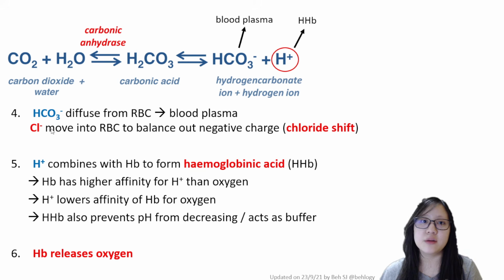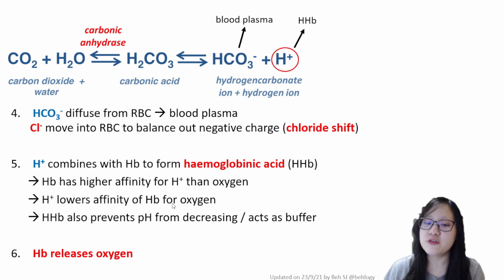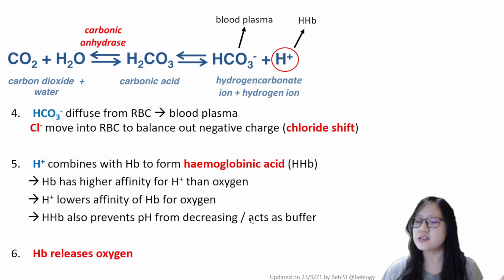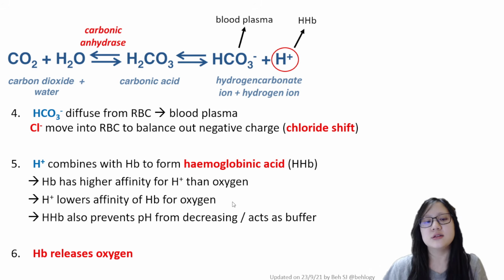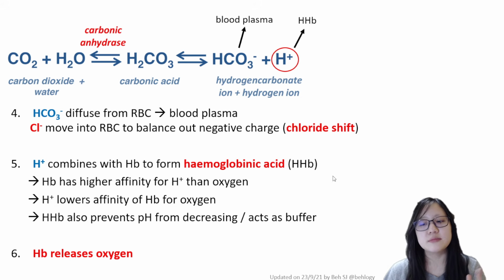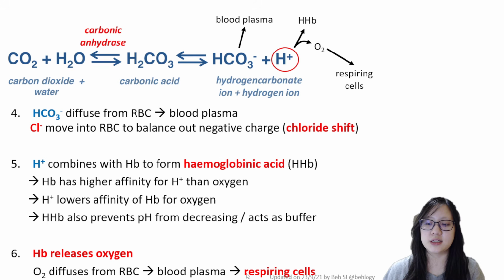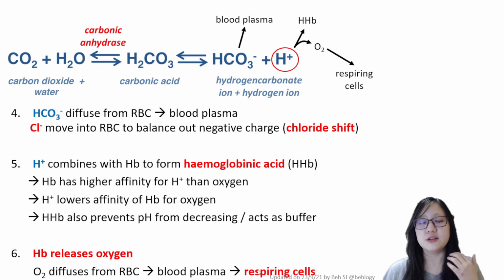Now, another great part about hemoglobinic acid is this. It also prevents the pH from decreasing, thus solving our problem of hydrogen ions decreasing pH just now, right? So it acts as a buffer, and by binding the hydrogen ions, those ions do not cause pH to decrease. Anyways, the point is, this is a star. This hemoglobinic acid formation actually causes oxygen to be released from the red blood cell, of course, to the blood plasma, and then this oxygen can diffuse into the respiring cells.